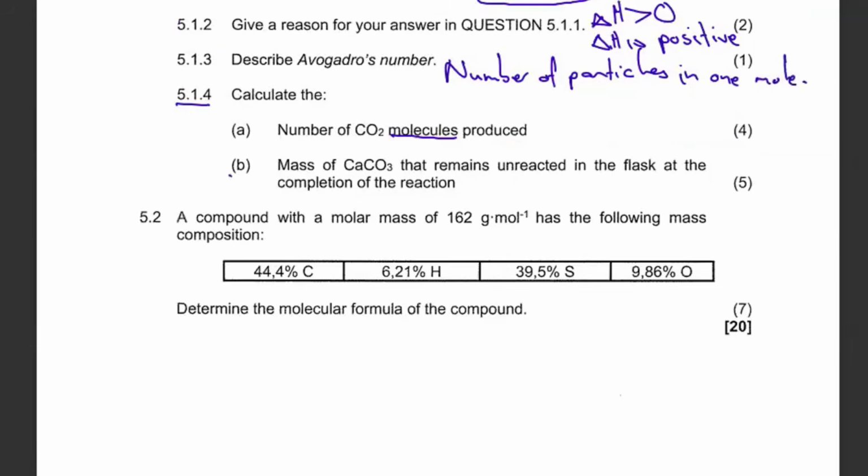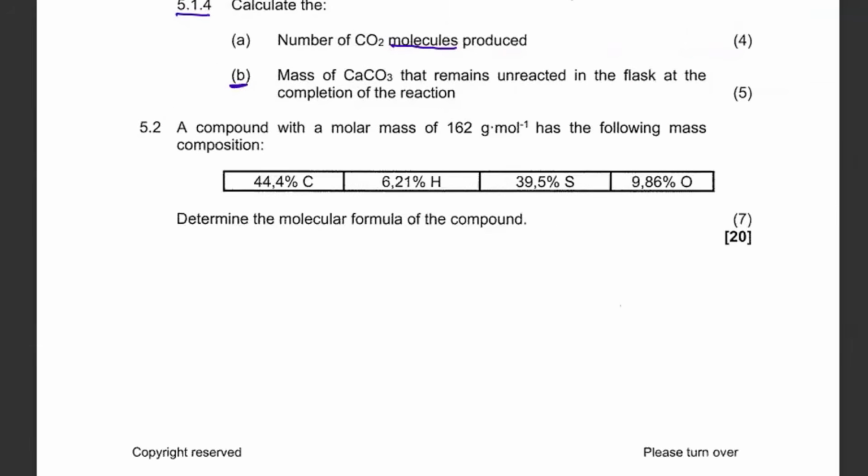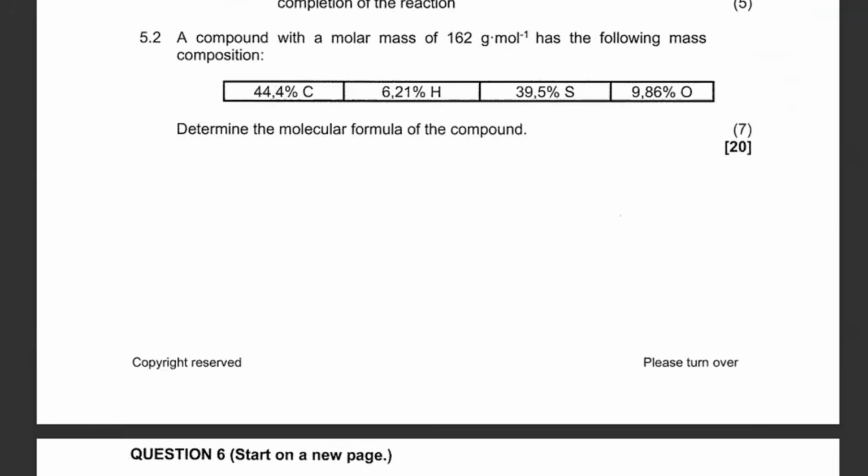Question 5.1.4B reads: calculate the mass of calcium carbonate that remains unreacted in the flask at the completion of the reaction. Once the reaction is completed, what is going to remain? So let's work it out here.